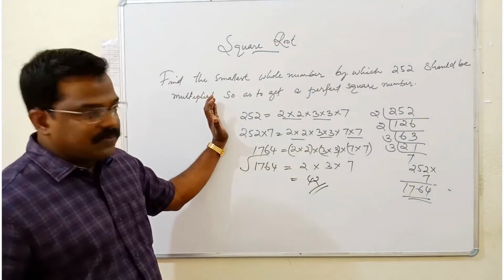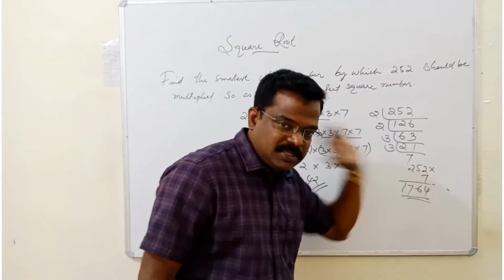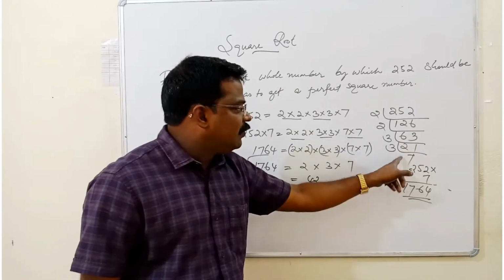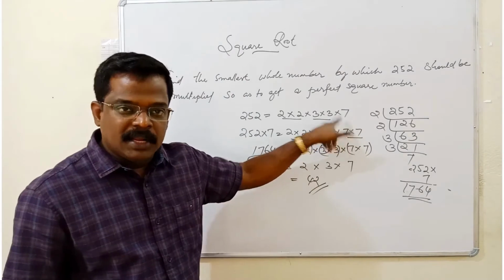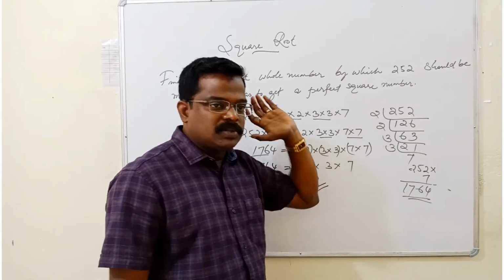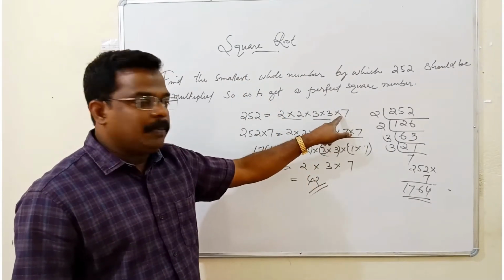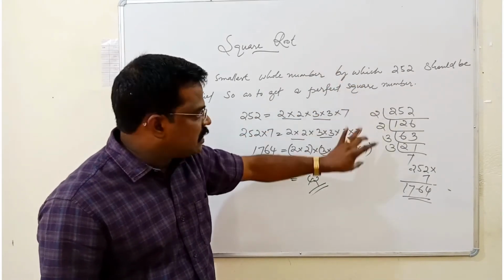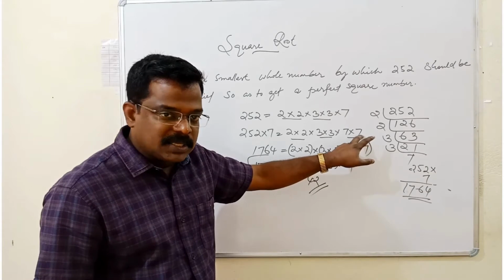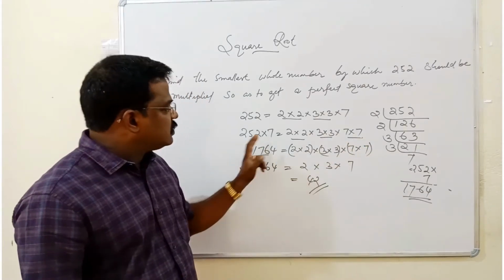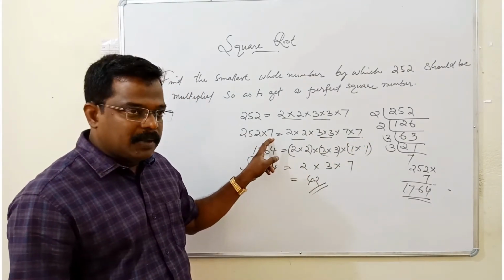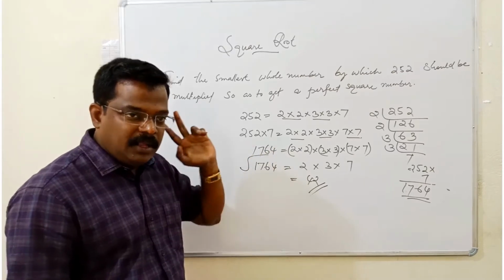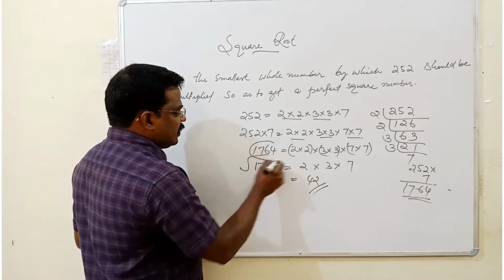So first we factorize this 252. By that time we found that here 7 is alone, it has no pair. So that is why we have to multiply with the 7. We have to make this 7 a pair by multiplying by 7. Then if we multiply 252 with the 7, we will get 1764. This is a perfect square.